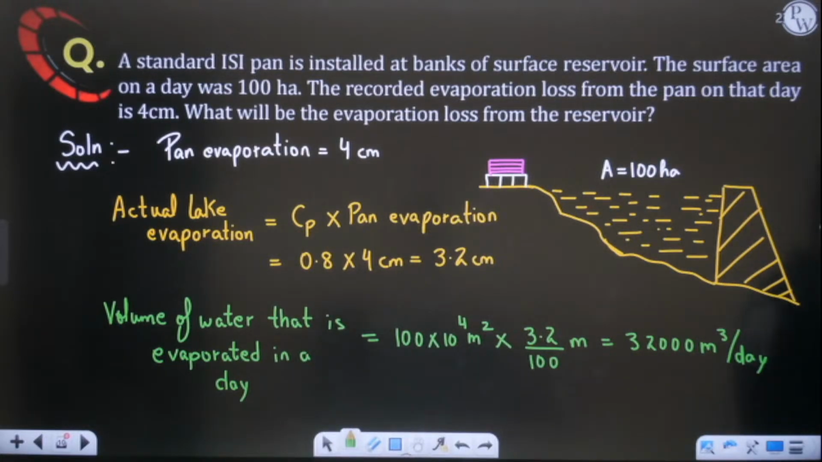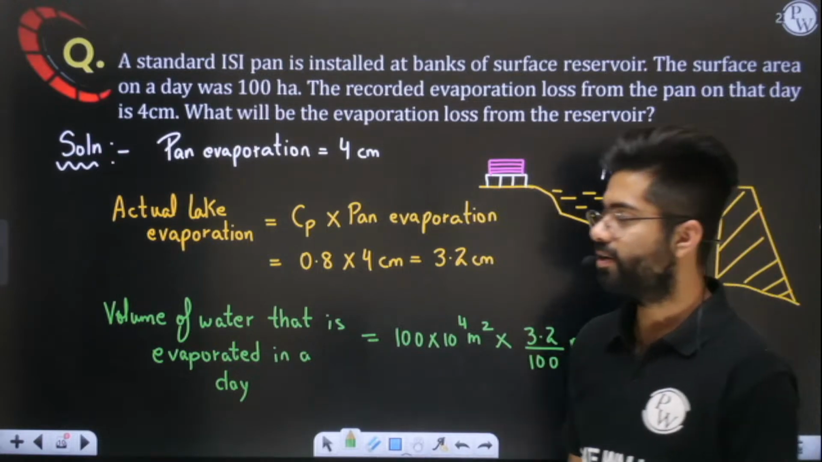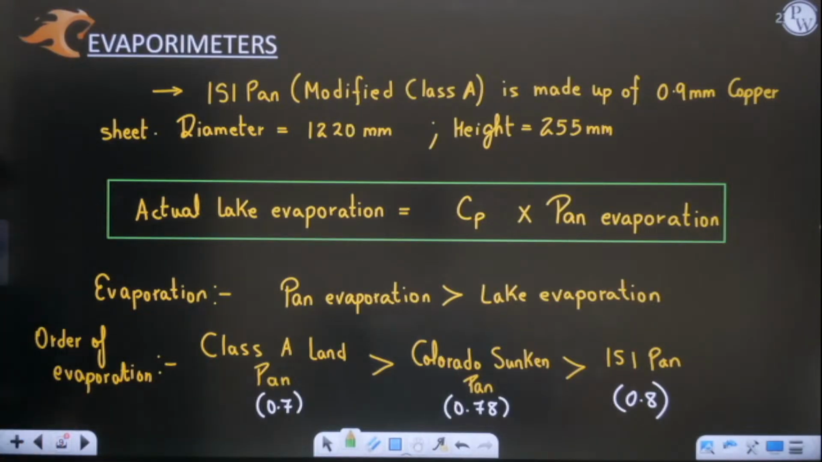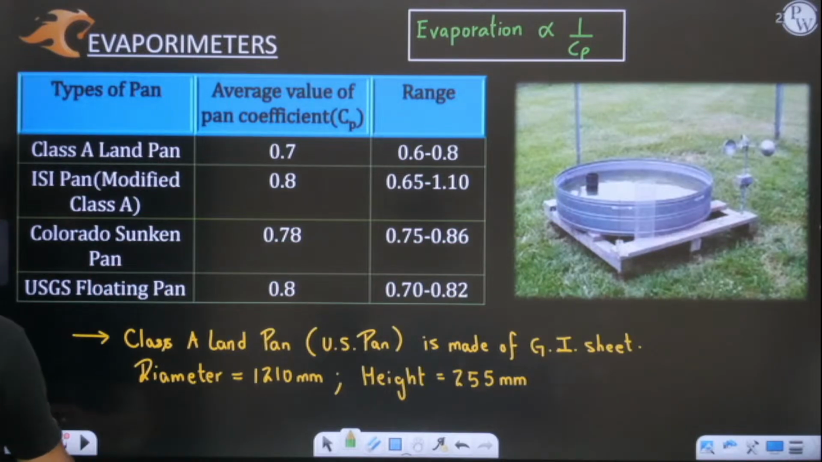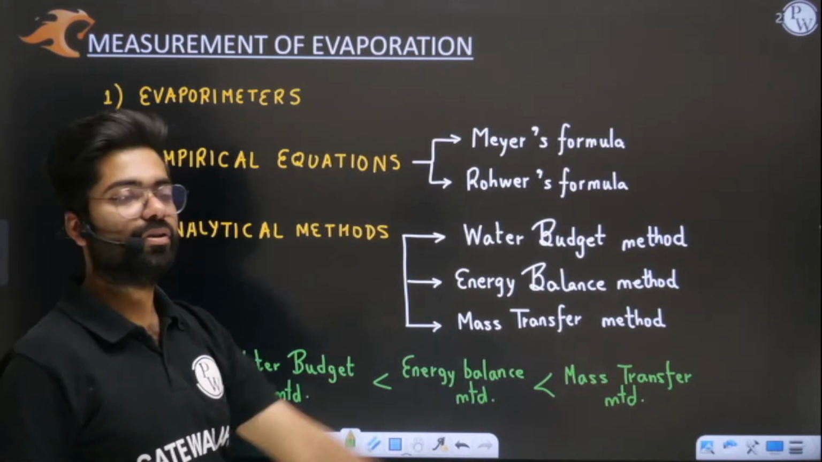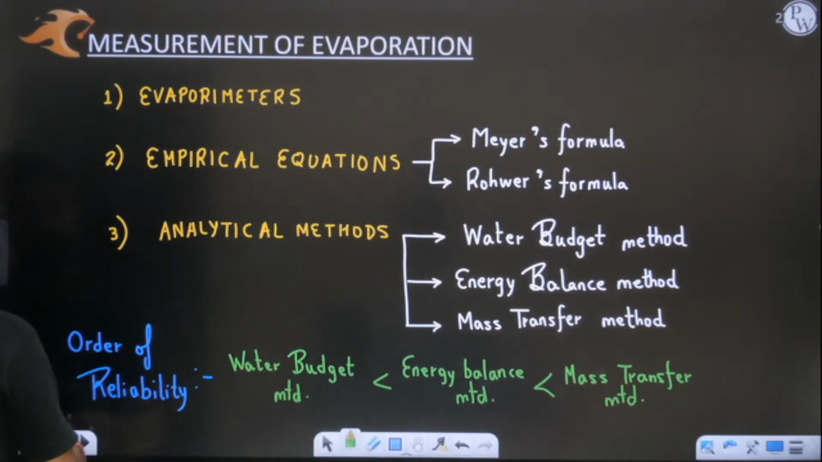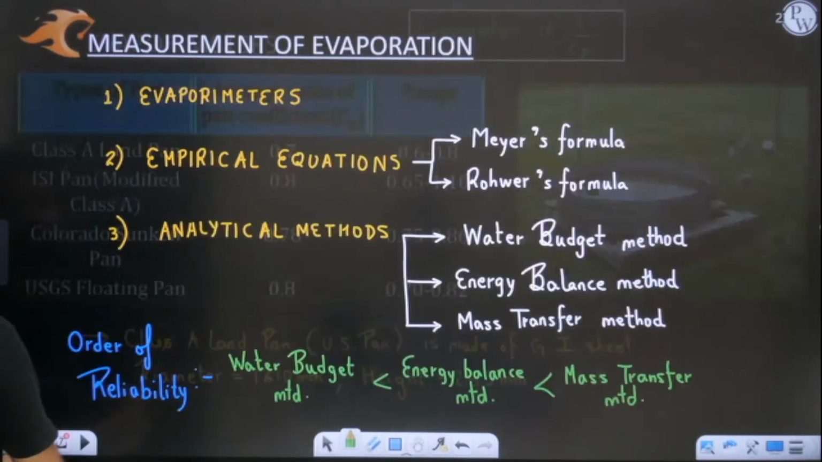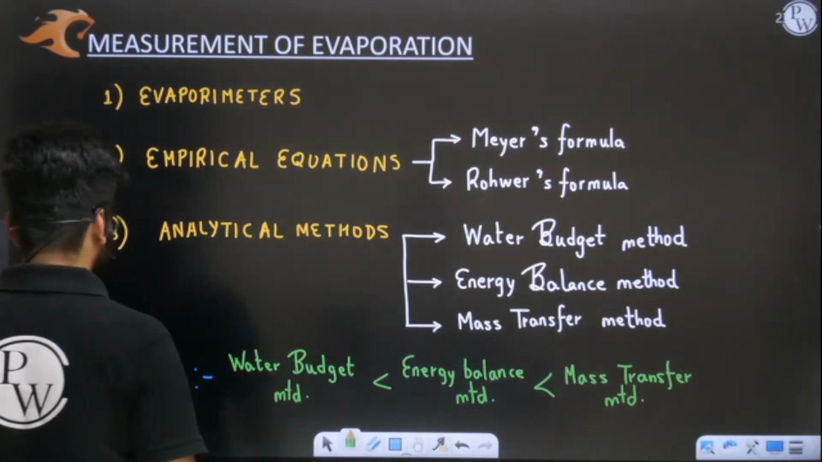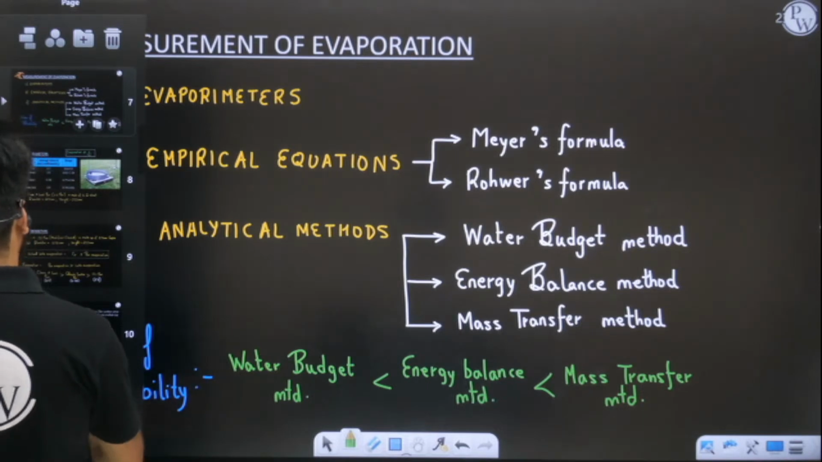Perfect, Sushil. I hope this is clear to you. Now we'll move ahead. This can be asked in your GATE examination, so try to remember this evaporimeter thing. Evaporimeters are sometimes also known as atmometers. Now we'll discuss empirical equations, and in that we will discuss firstly Mayer's formula.